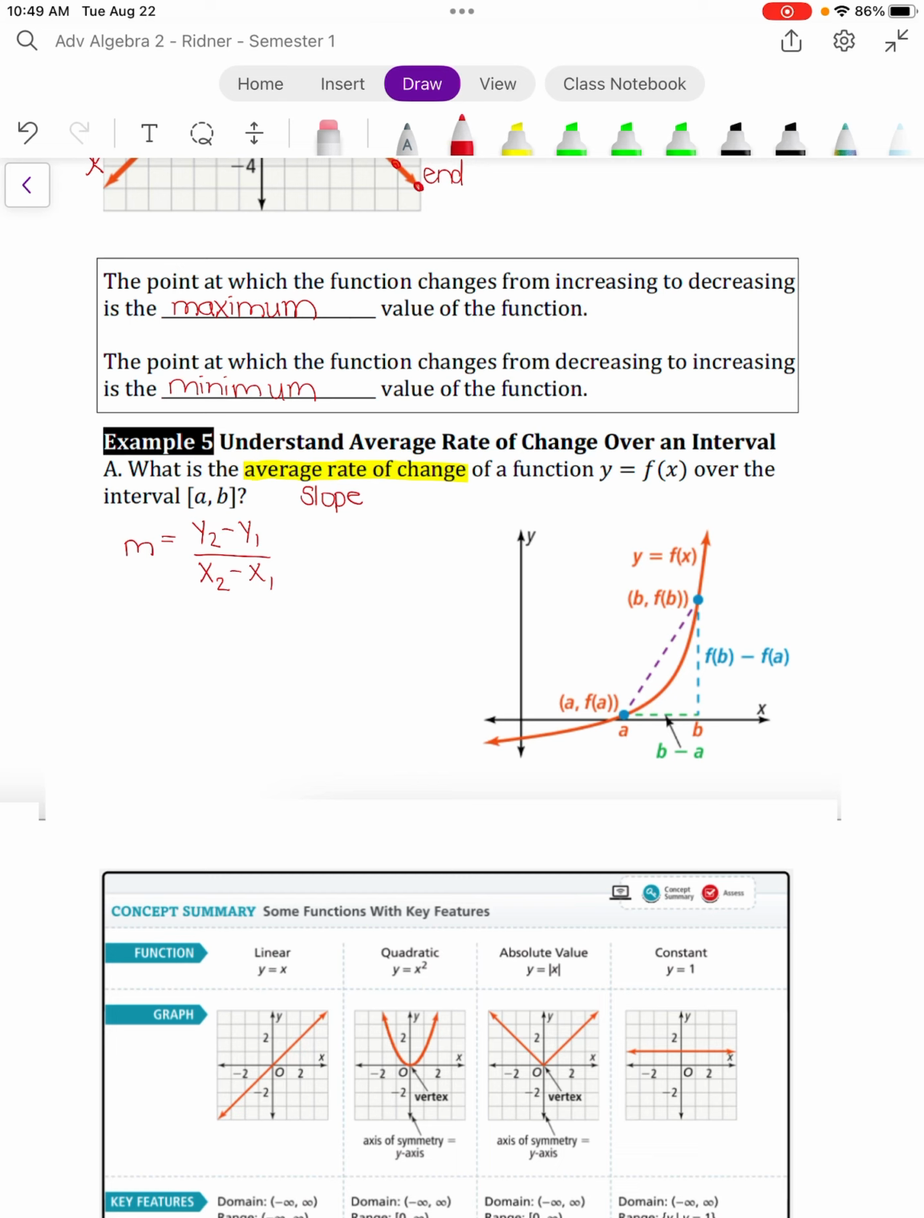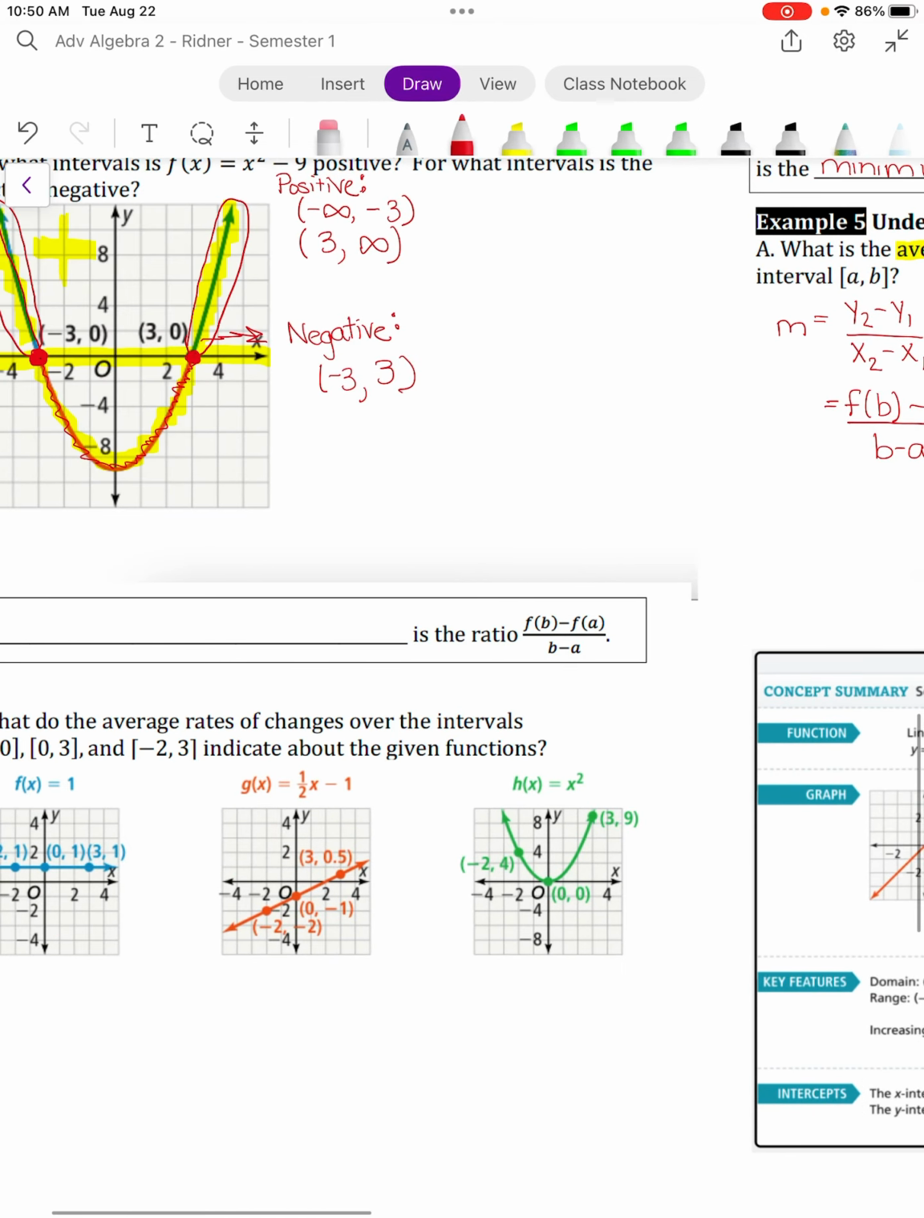Let's write it in the notation that they have here. So we're going to call this x1 and y1. Actually, let's call them A and B. So A is going to be x1, y1, and B is going to be x2, y2. So if we follow this formula, y2 is f of B, y1 is f of A, all over B minus A. That's just really fancy notation saying, hey, I'm going to find the slope formula to find the average rate of change. Let's look at that in an example.